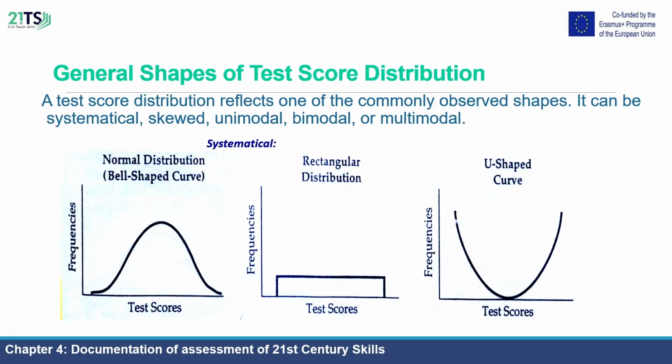Normal distributions. The test scores in a normal distribution present as a bell-shaped curve. It means that the scores fall around the mean.